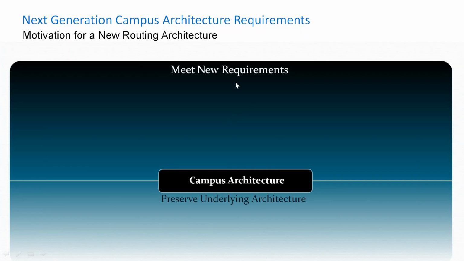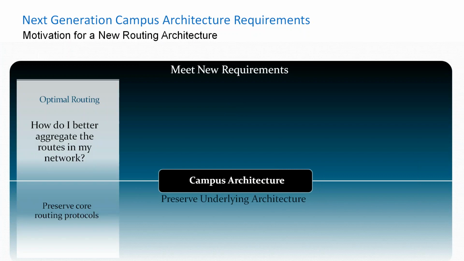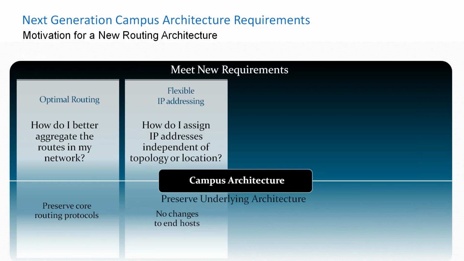Now, when we are talking about Lisp architecture, first of all, why do we need Lisp for the campus architecture? Because we have some requirements. How do I better aggregate the routes in my network? You want better route aggregation. Then what is the other requirement? How do I assign IP addresses independent of topology or location? This is quite an interesting thing. I'll show you in the upcoming slides that this requirement is actually the basic need for which Lisp was created, that you want independence from topology and location. So you can separate the IP address from topology or location. We'll see in the upcoming slides how we can achieve that target.